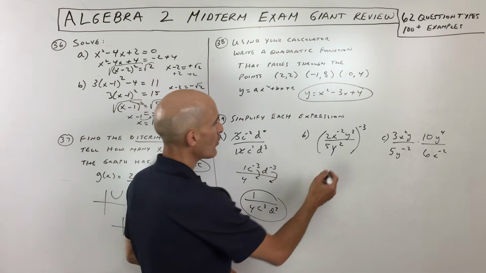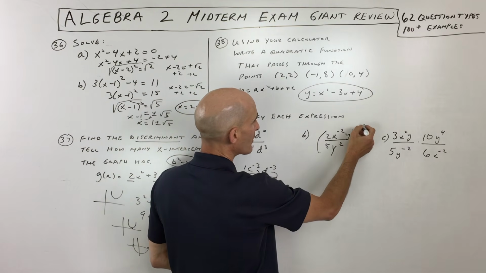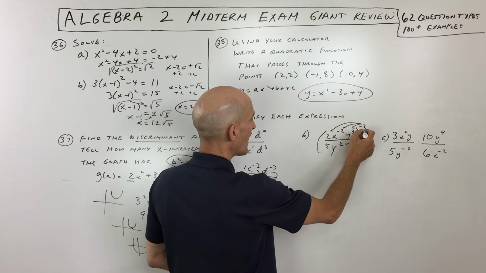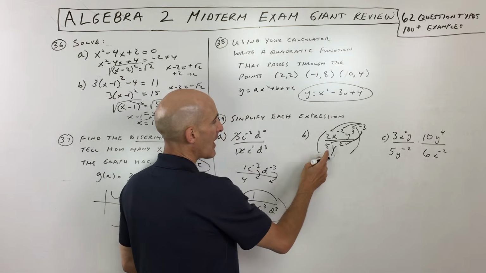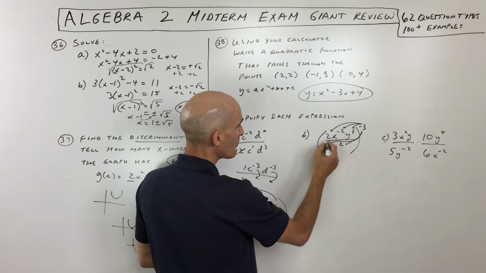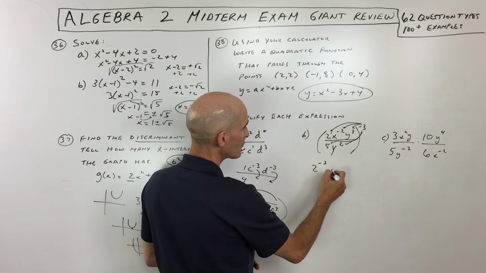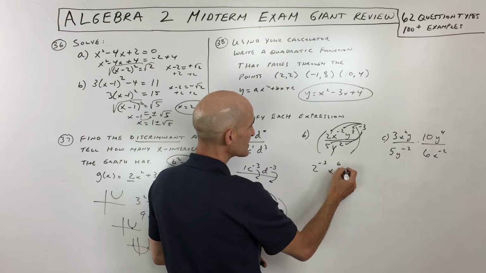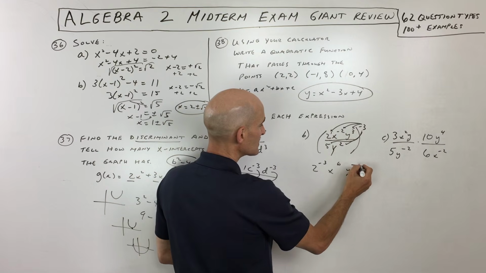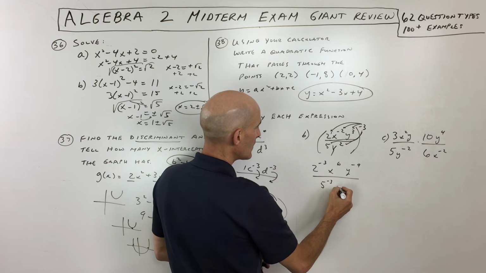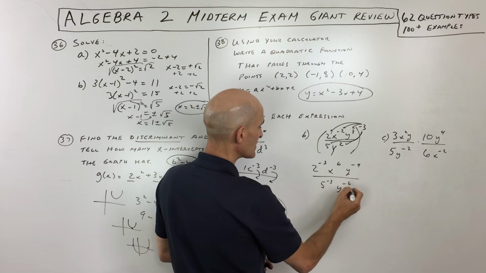Now, for letter B, what we have is a power to a power. Now, what do you do when you have a power to a power? Well, you have to distribute that power, and you multiply. So power to power, you multiply. So you don't really see it, but 2 is to the first. So 1 times negative 3 gives you 2 to the negative 3. Negative 2 times negative 3 is 6. 3 times negative 3 is negative 9. And same thing in the denominator, that's 5 to the negative 3, and then y to the negative 6th.